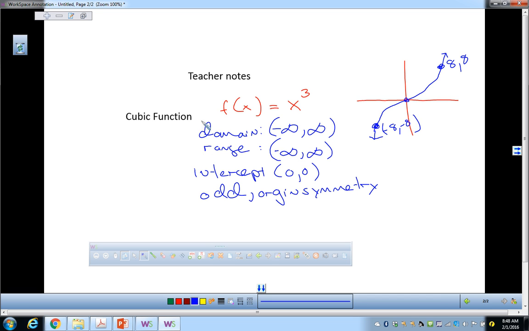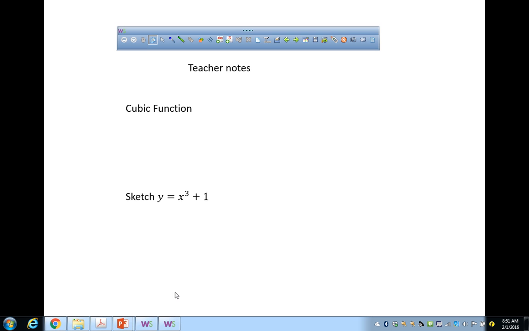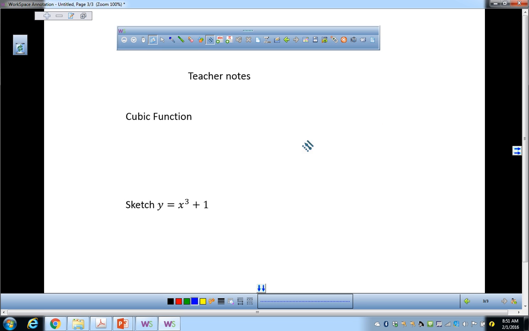And they do talk about this being a parent function, and then you can do transformations just like you can with parabolas of y equals x cubed. So watch, look at this. Aren't I clever? I made this. Y equals x cubed. So what would y equals x cubed plus 1 look like?